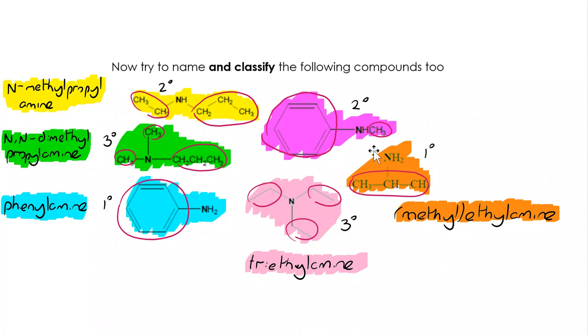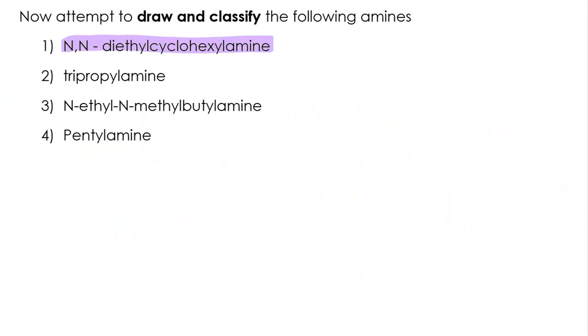And finally, on the top one here, we've got a phenyl group and we've got a methyl group. So we have N-methylphenylamine. Let's now have a go at drawing some. So what would these look like?